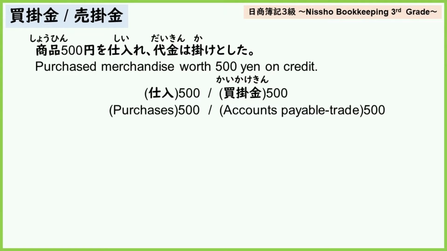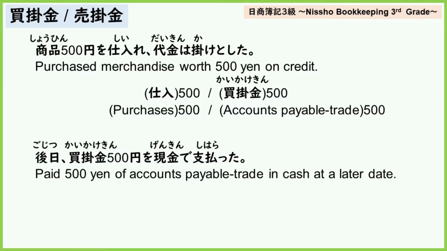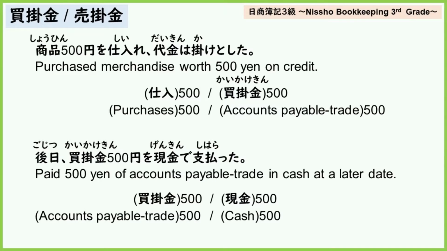Next, let's take a look at the journal entry when this accounts payable trade is paid. Paid 500 yen of accounts payable trade in cash at a later date. The journal entry is as follows. Debit, accounts payable trade 500. Credit, cash 500. Since the accounts payable trade is extinguished, we will offset and eliminate the accounts payable trade.